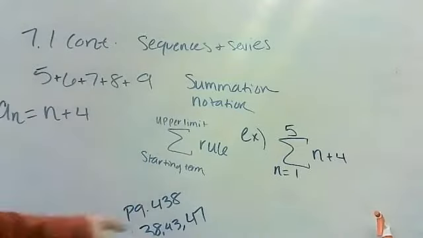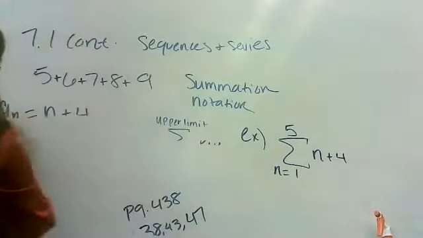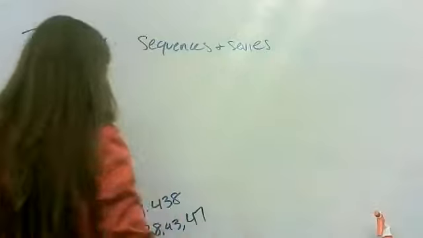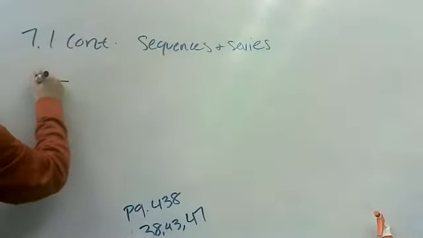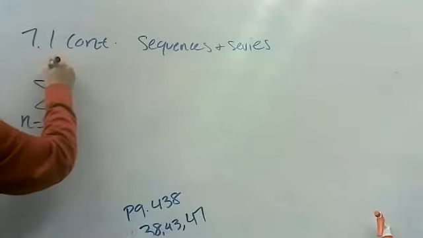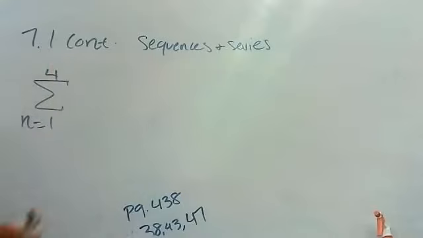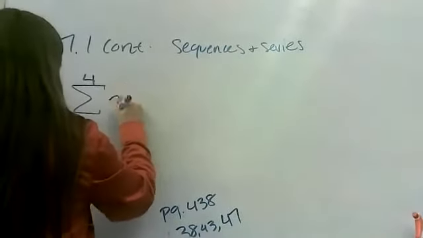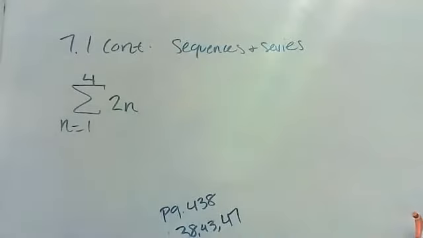Awesome. All right. So now let's go the other way. I'm going to give you a rule and I'm going to have you write out the series. Okay, so I'm going to give you the summation notation. That notation is n equals 1, and let's do upper limit of 4. Okay, and I want you now, oh, I actually have to give you a rule too. Let's say 2n. That's going to be our rule. Okay, so this is the summation notation. I want you to write out the series for this summation.